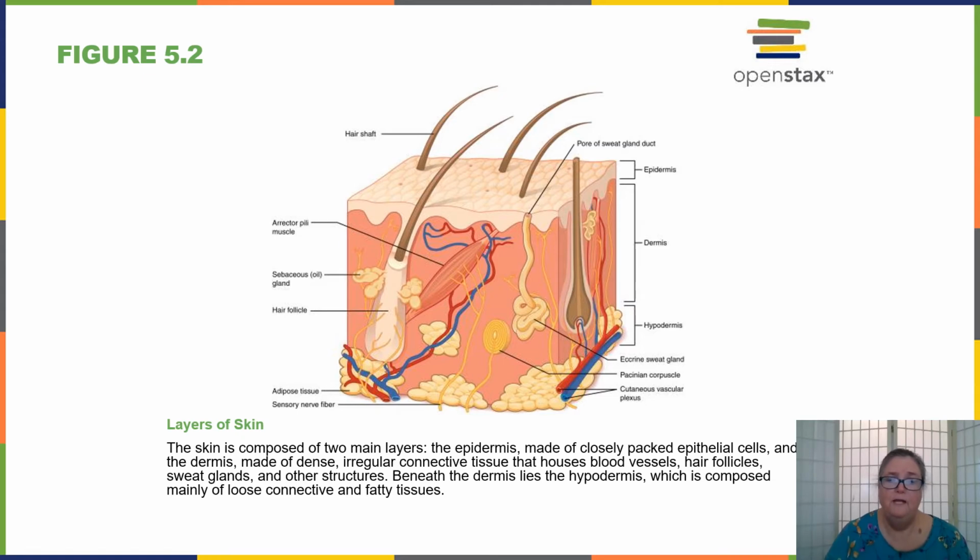So we have the epidermis, epi meaning outer, and that's the epidermis. Dermis is skin, and that's the very outer layer of dead skin. Then we have the dermis, which includes living tissue.